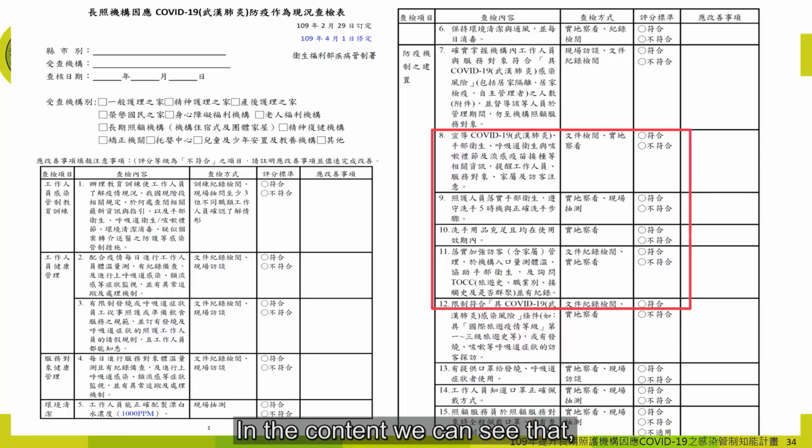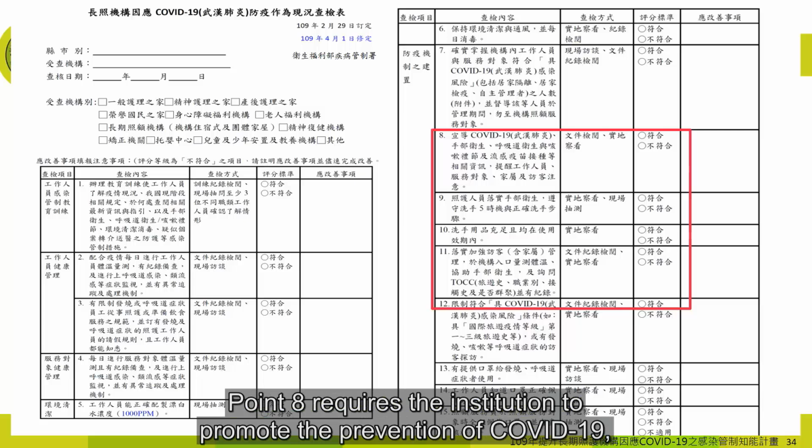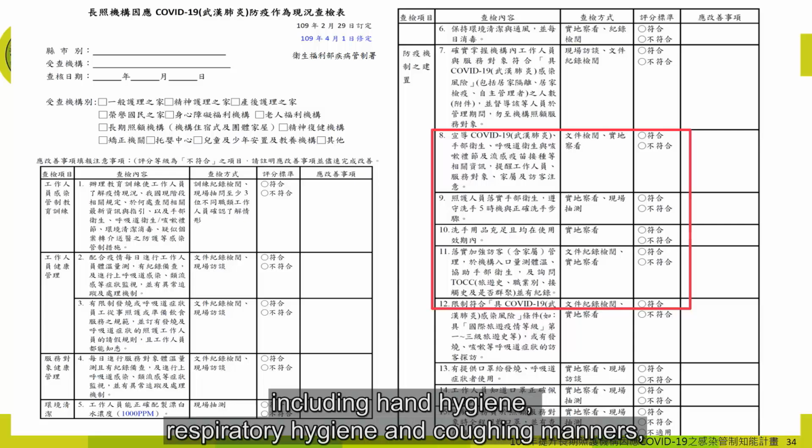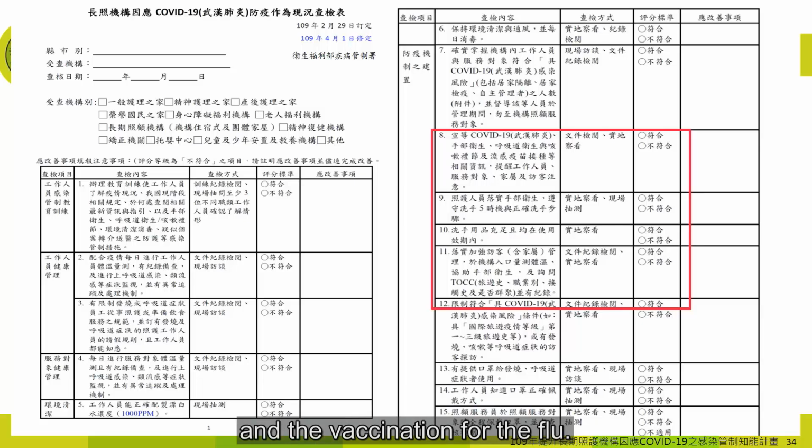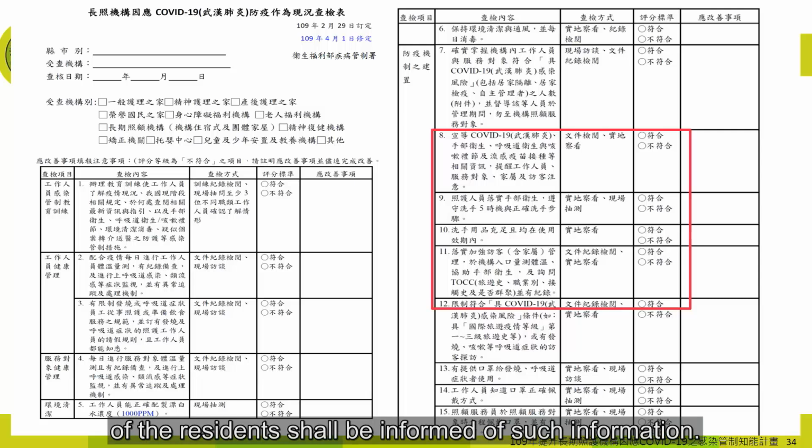In the content, we can see that Point 8 requires the institution to promote the prevention of COVID-19, including hand hygiene, respiratory hygiene and coughing manners, and the vaccination for the flu. All the staff, including the nursing attendant, as well as family members and visitors of the residents, shall be informed of such information. First, we have to implement hand hygiene thoroughly.